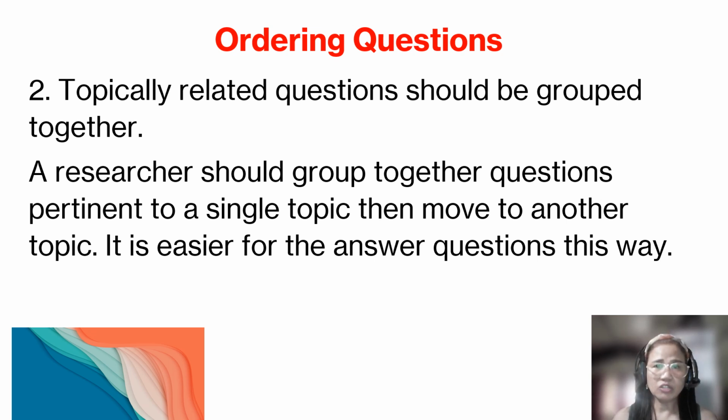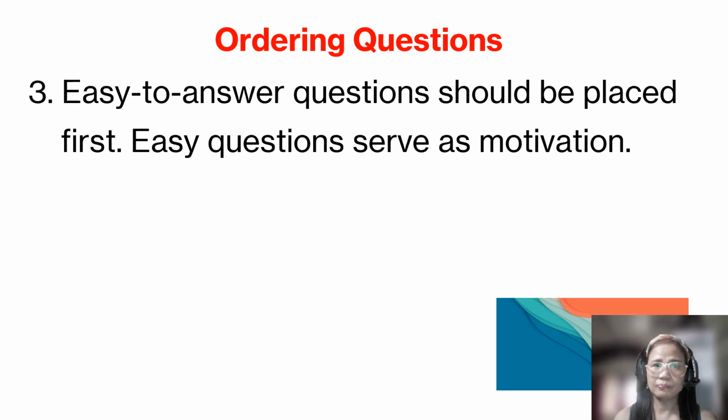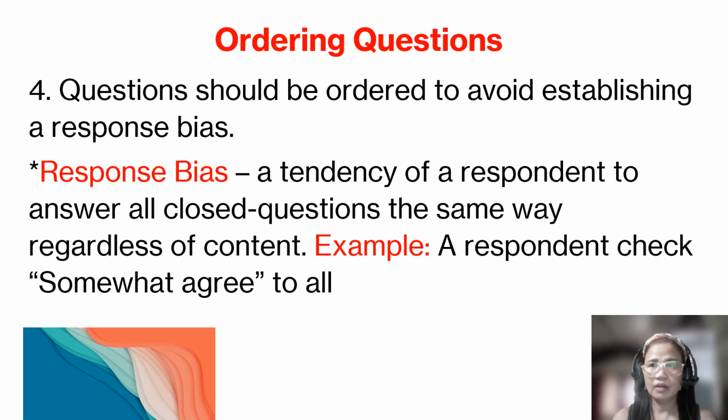Topically related questions should be grouped together. A researcher should group together questions pertinent to a single topic, then move to another topic. It is easier to answer questions this way. Easy to answer questions should be placed first. Easy questions serve as motivation, right? Remember this. This is very important. Your question number 1 should always be the easiest one to answer.